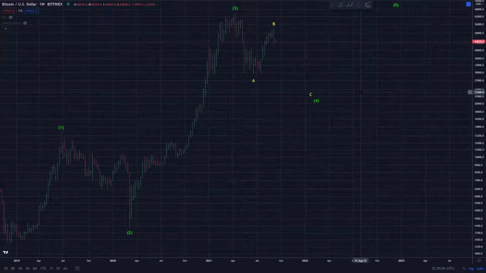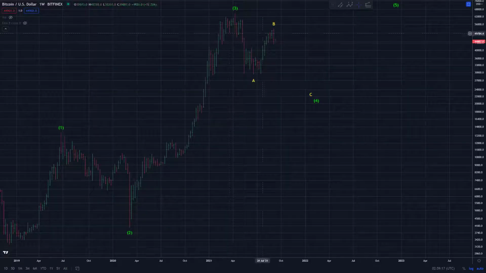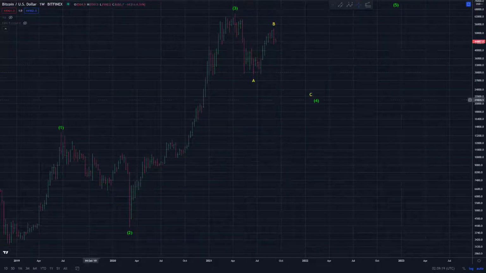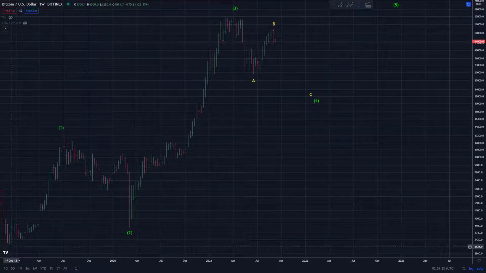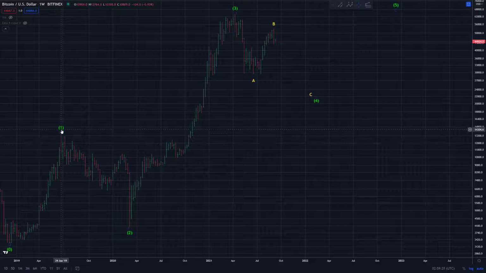I want to do an update on Bitcoin, and I'm just going to start with the larger time frame and work from there. So this is what I'm still currently tracking, and that's where we had this low in December of 2018, and we had this initial impulse wave up for a wave one into June of 2019.